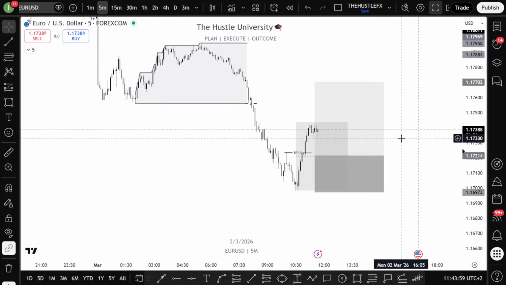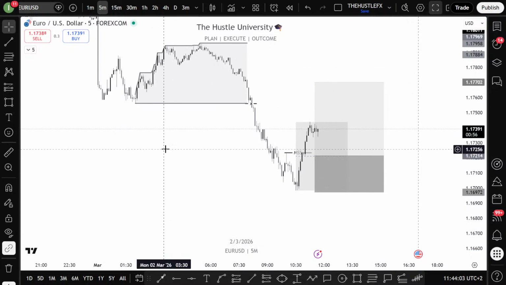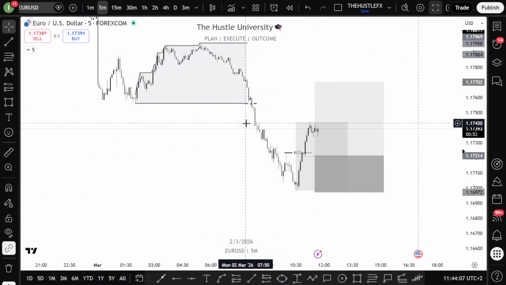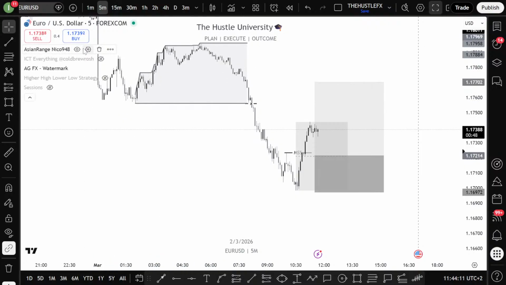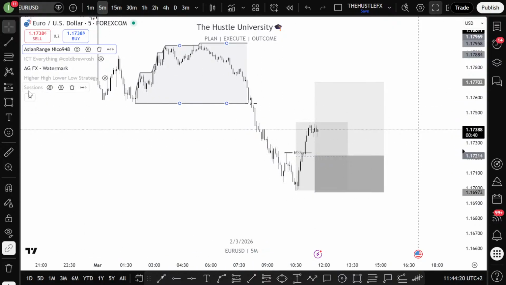You can just go to the charts, Euro USD, go back to the charts and look at what price has done. You get what I'm saying? The period is just going to be after the close of this Asian session. Remember, the indicator you're going to need, Asian range by Nico. Don't change anything, just use that. You get what I'm saying?